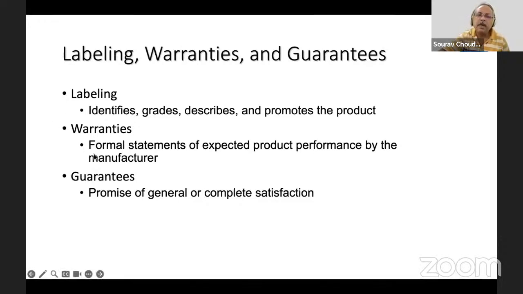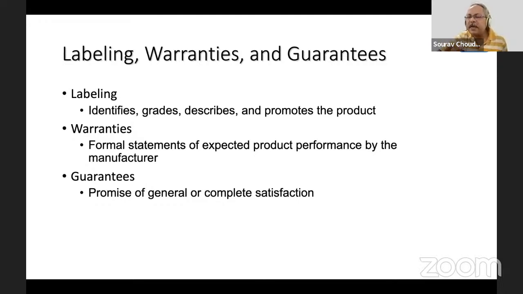ठीक है. Warranties, formal statements of expected product performance by the manufacturer. So manufacturers usually do not give guarantees, they give warranties nowadays. ठीक है. Warranties are basically formal statements of expected product performance. So they will give you that this product is under this condition, this product will perform well. If there is any malfunction, we will, within 6 months or maybe within 3 months we'll replace it. After 3 months we'll give you maintenance and repair support, and they will also give you annual maintenance contract and so on and so forth.